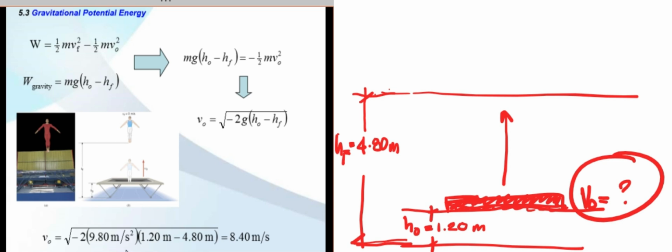Now if we will try to derive an equation for initial velocity, we will have this equation. Let us try to have the derivation so that you will see how it arrived to the square root of negative 2g times the quantity HO minus HF, the square root of this term.